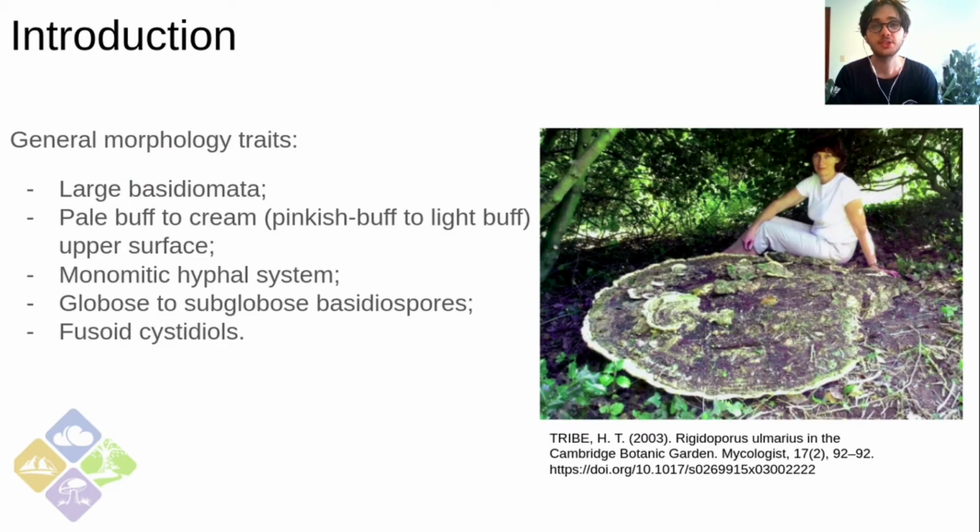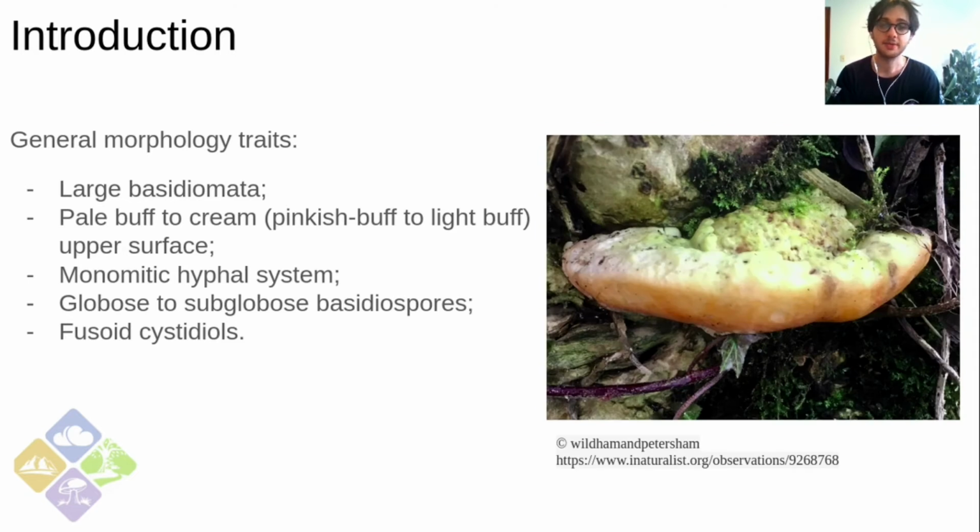This species is morphologically characterized by a large basidiomata, 30 up to 150 centimeters long. This picture is actually of the biggest Rigidoporus ulmarius ever found. It has a pale buff to cream, sometimes pinkish buff to light buff upper surface, and in some specimens there is also a greenish tint that we can barely see in this picture.